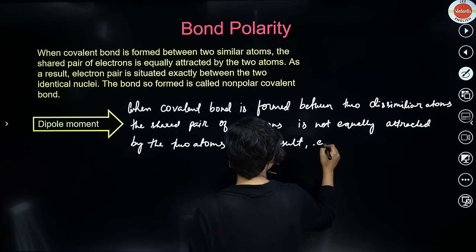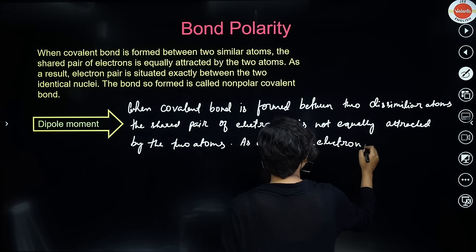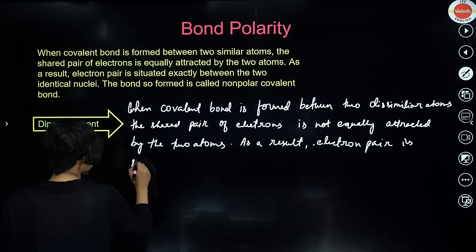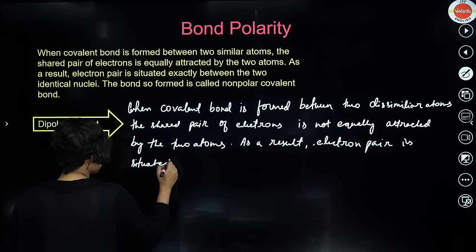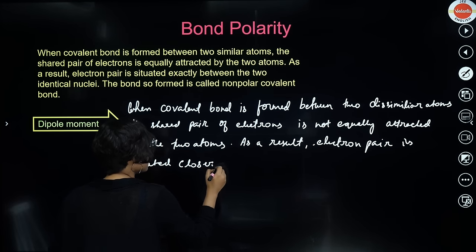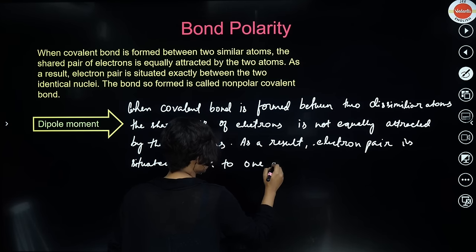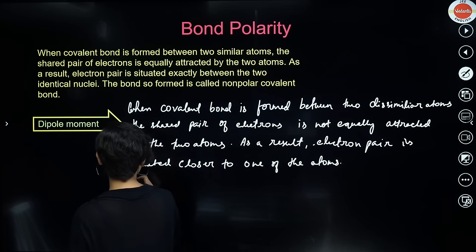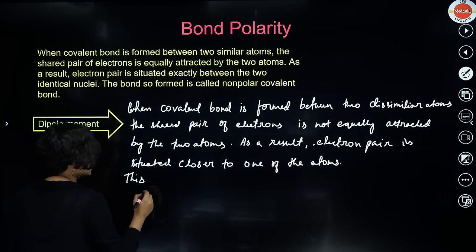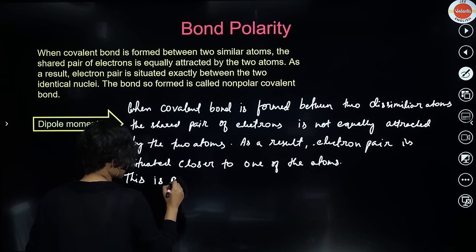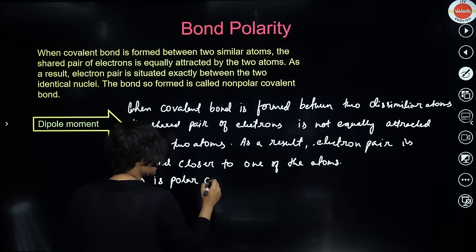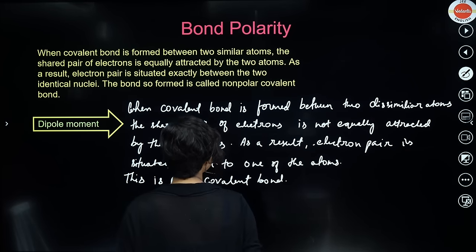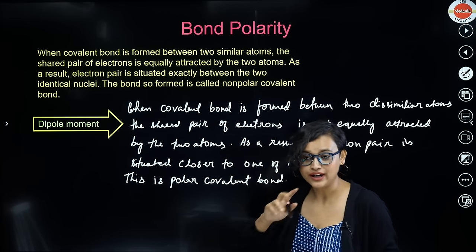As a result, the electron pair is situated closer to one of the atoms. This is called as polar covalent bond. This is polar covalent bond. You get my point? Yes. Okay. So now understand this.